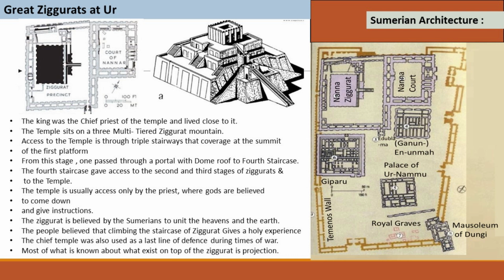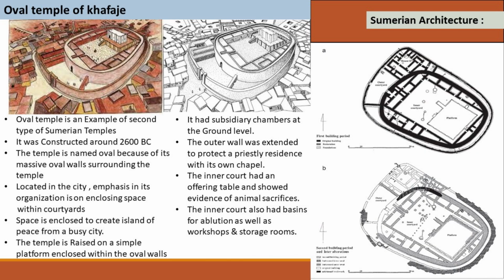The ziggurat is believed by the Sumerians to unite the heavens and the earth. The people believed that climbing the stairs of the ziggurat gives a holy experience. The chief temple was also used as a last line of defense during times of war. Most of what is known about what exists on top of the ziggurat is a projection till now.